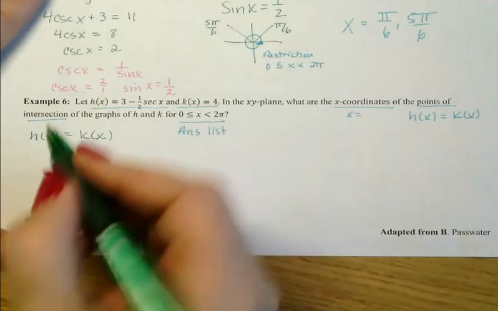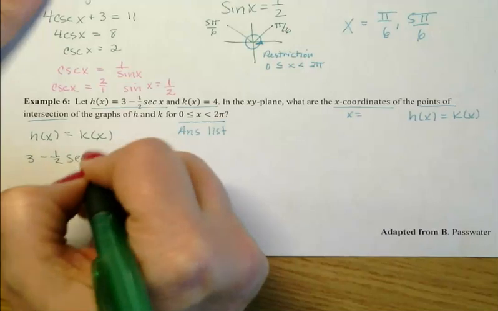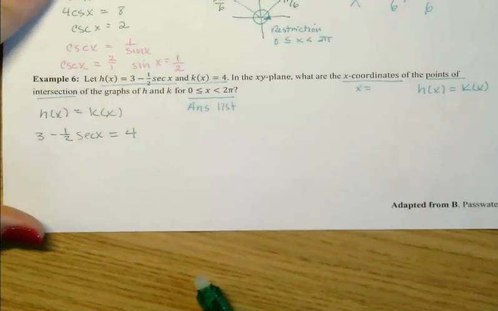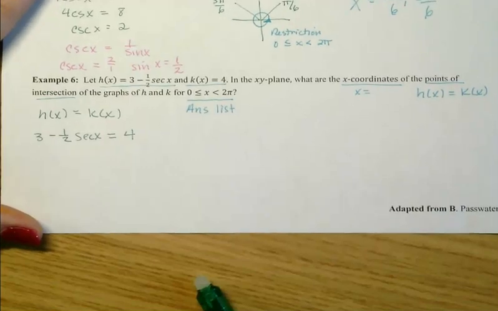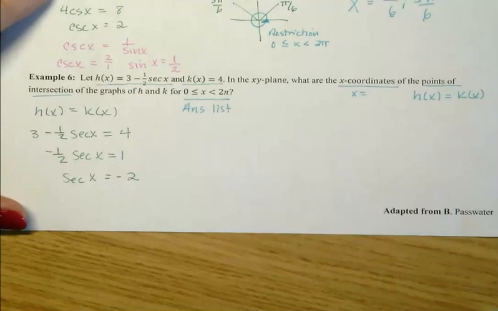And so that means my h of x is 3 minus 1/2 secant of x, and that's going to equal 4. So step one, solve and isolate your trig function. Pause your video and take care of that. All right, so hopefully you were able to do that without too much trouble.